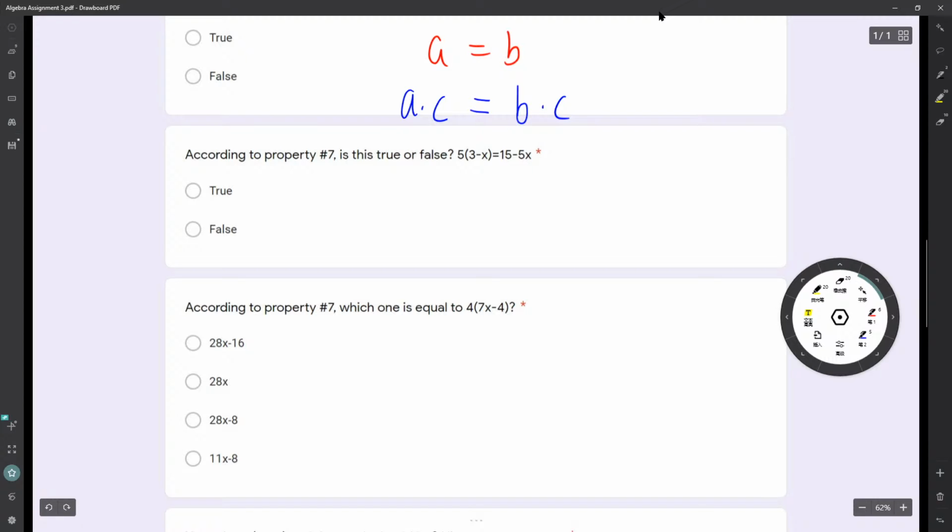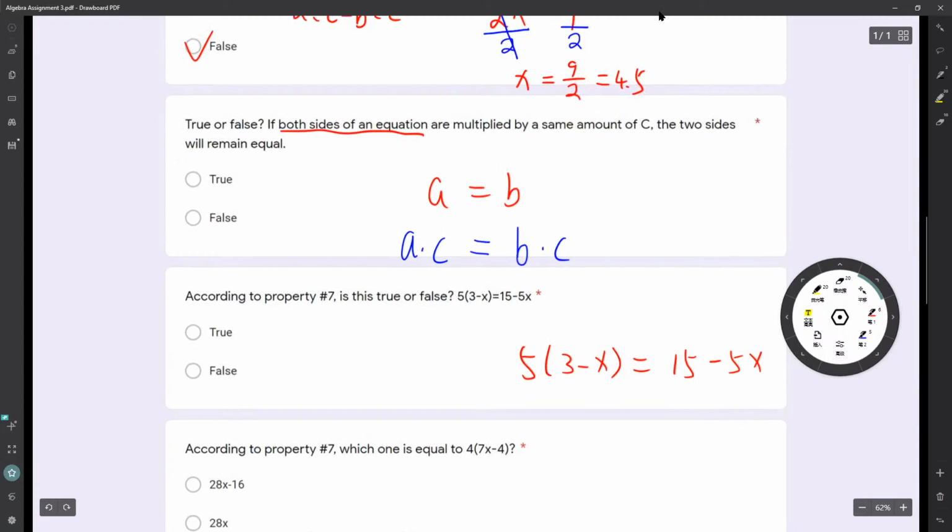And next one, according to property number 7, is this true or false? Let's write it down. 5 inside parentheses, this equals 15 subtract 5x. Okay, what is property number 7?